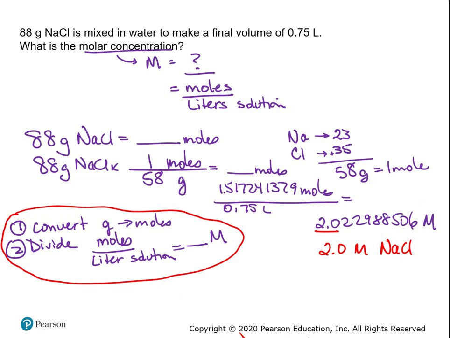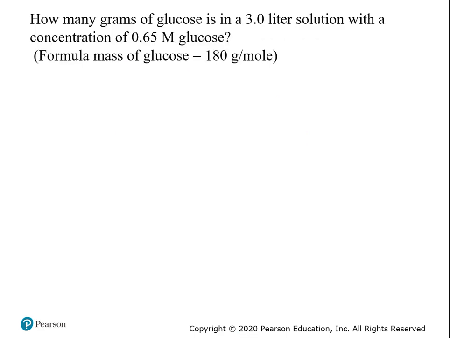But in both cases, you need to know the formula mass, because if you have grams and moles, you're going to have to know the formula mass, that 58 grams is in 1 mole for sodium chloride, in order to solve. So here's another one. How many grams of glucose is in a 3.0 liter solution with a concentration of 0.65 capital M glucose, which is molar?